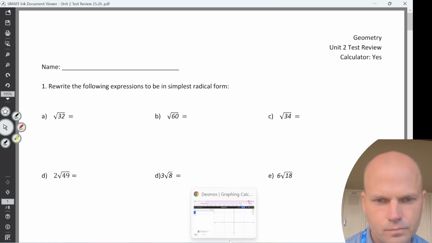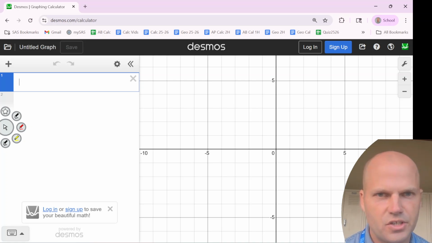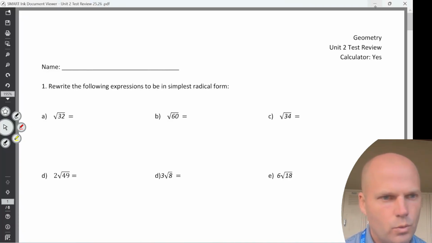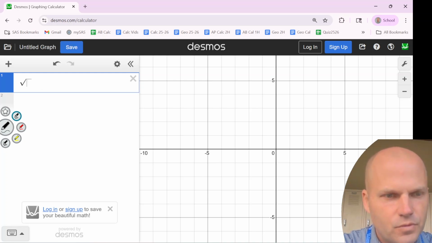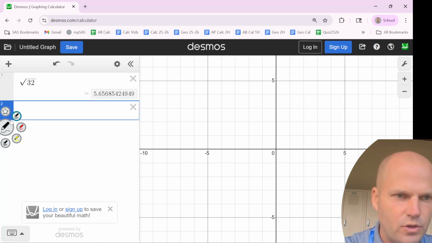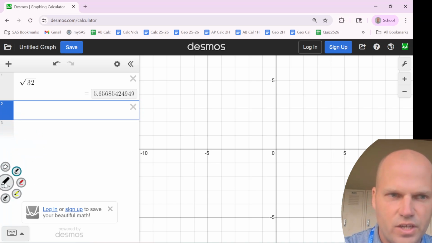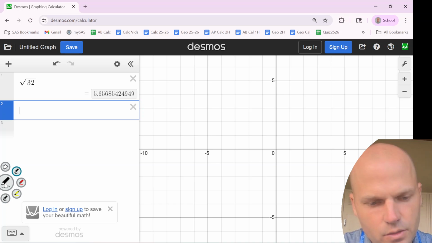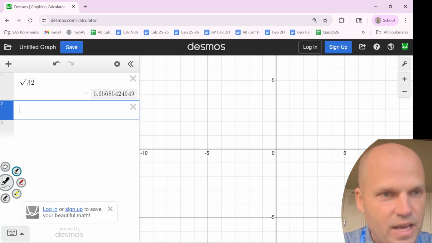If your teacher allows and you're on Digi exam, you can use Desmos to help with your work. It's very valuable to do it. As you can see, for example, simplifying the square root of 32. The square root of 32 is the number 5.656. However, we do not want to leave that as our answer.